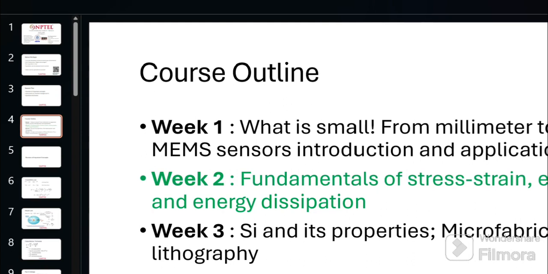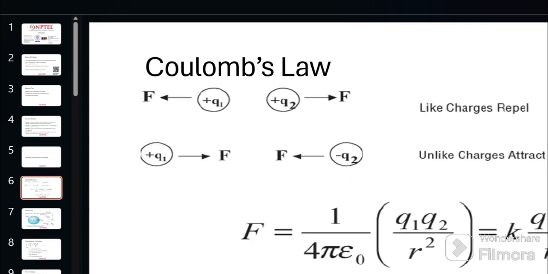This is the course outline. This is a 4-week course, and this is the second week. We will be discussing the fundamentals of stress and strain, electrostatics, and energy dissipation. This week we mainly learned about electrostatics, coupled electrostatics, and stiction. These are the 3 important concepts that we learned this week, so let us revise them.